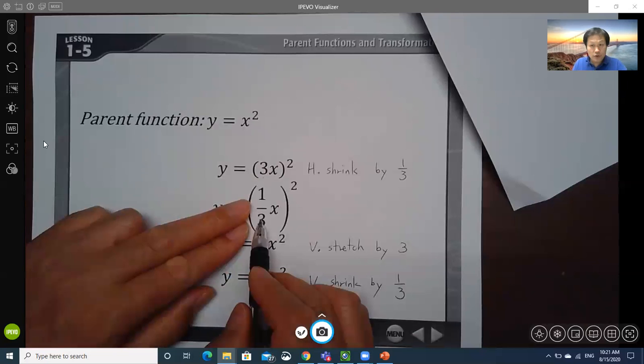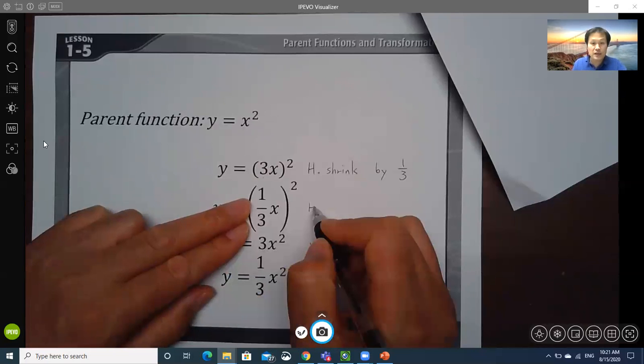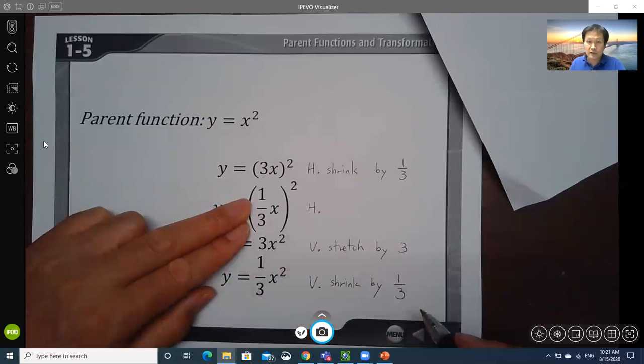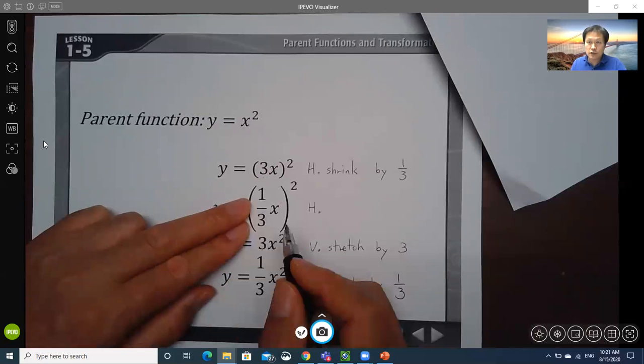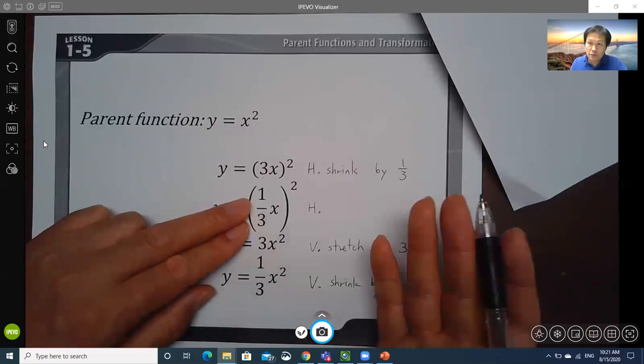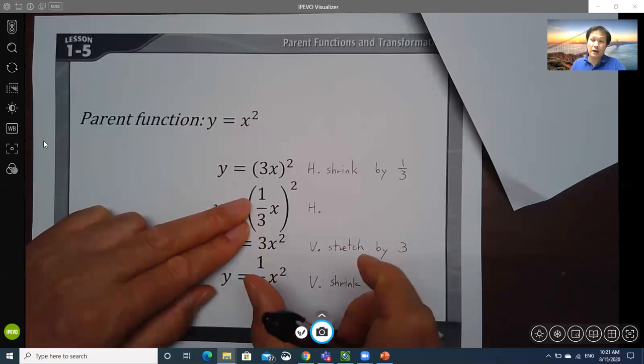Now, 1/3 here, can X see 1/3? Yes, they can see it. That means it has something to do with the horizontal. It has something to do with X, horizontal. 1/3 in decimal is 0.33, which is less than 1, a smaller number. Stretch or shrink? Smaller number, stretch. You have to go the opposite direction.